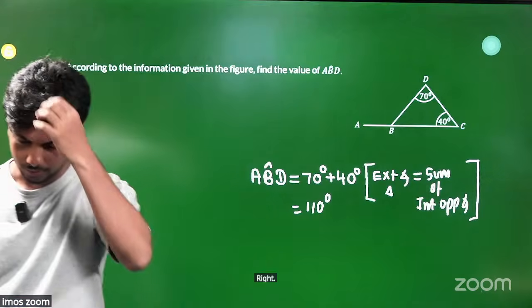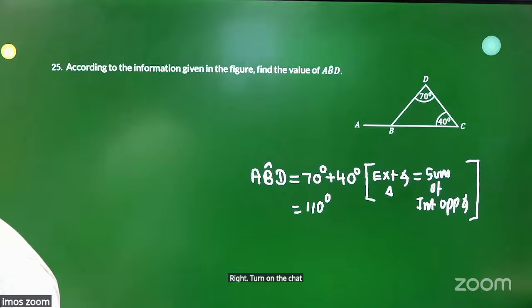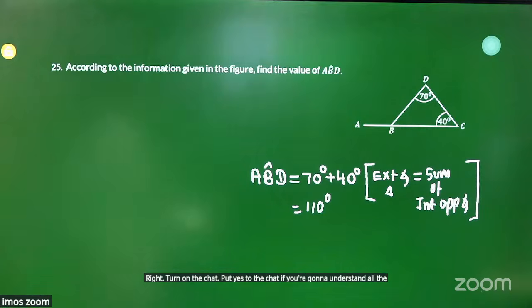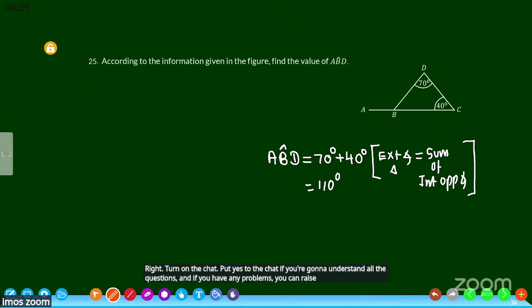Turn on the chat. Put yes to the chat if you can understand all the questions, and if you have any problems, you can raise your hand and you can ask me any clarification that you want. Anything you want. Fatima, turn on the mic for Fatima. Yes, Fatima, tell me what's the problem.